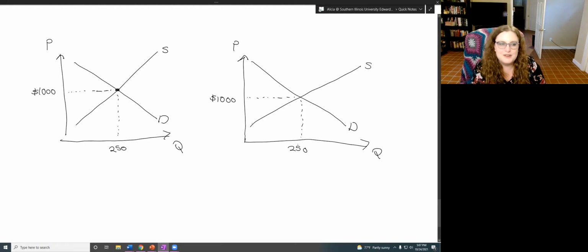Let's say 250 apartments. Okay, well, there's two different situations we can have. We can have a rent ceiling or price ceiling that's binding, or we can have one that's not binding. So let's first start off with the not binding example.